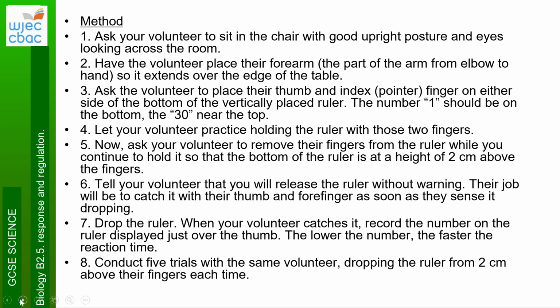Now ask your volunteer to remove their fingers from the ruler while you continue to hold it so that the bottom of the ruler is at a height of about 2 centimetres above the fingers. Obviously that's going to be quite hard for you to judge exactly. Tell the volunteer that you will release the ruler without warning. Their job will be to catch it between their thumb and forefinger as soon as they sense it dropping. Drop the ruler. When your volunteer catches it, record the number on the ruler displayed just over the thumb. The lower the number, the faster the reaction time is. We're going to conduct 5 trials now with the same volunteer, dropping the ruler from 2 centimetres above their fingers each time.